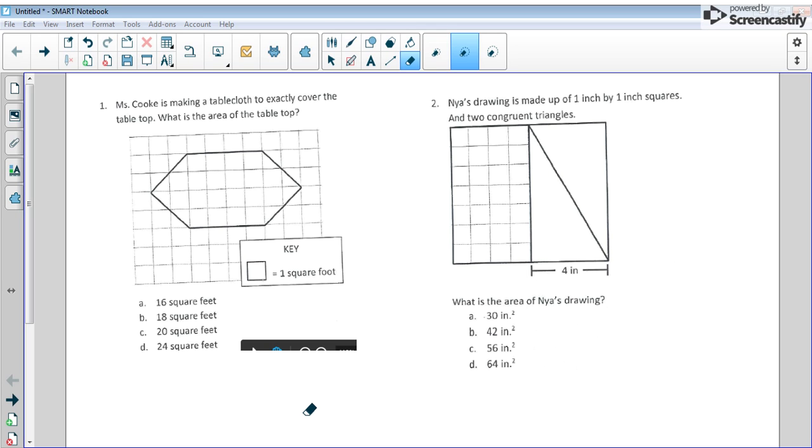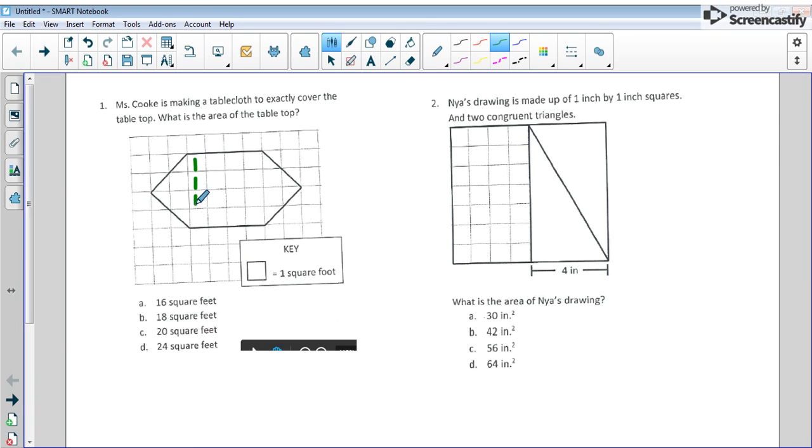Okay, so we're going to take a look at the study guide for the Mastery Assessment for Unit 5. If you look at number 1, Ms. Cook is making a tablecloth to exactly cover the tabletop. What is the area of the tabletop? So all I really have to do is count these squares.